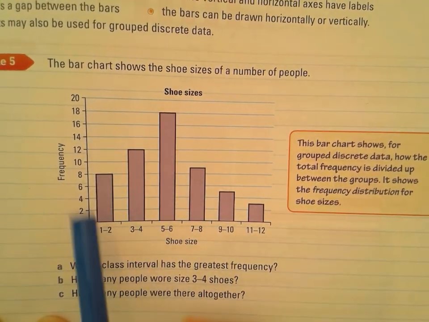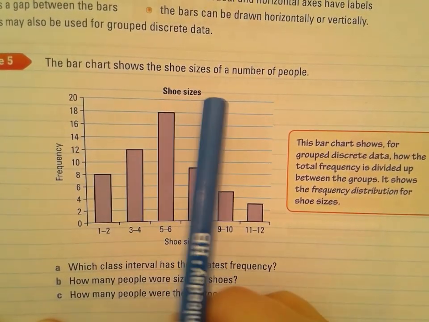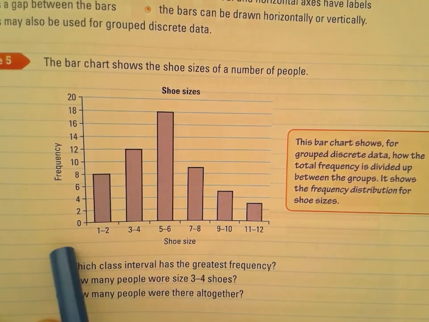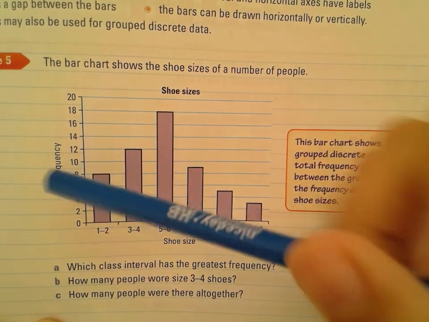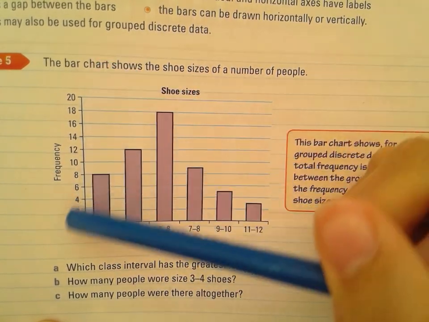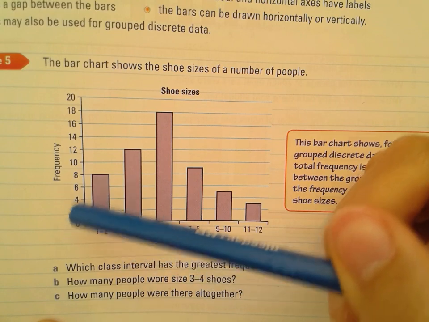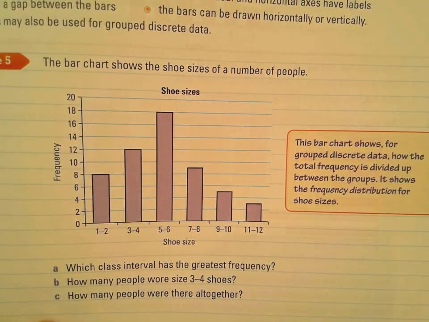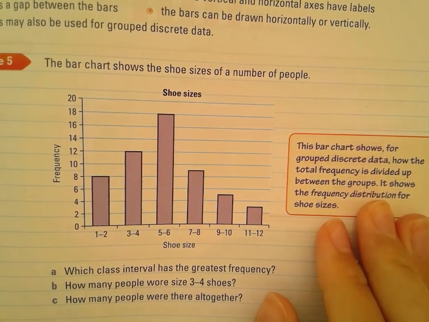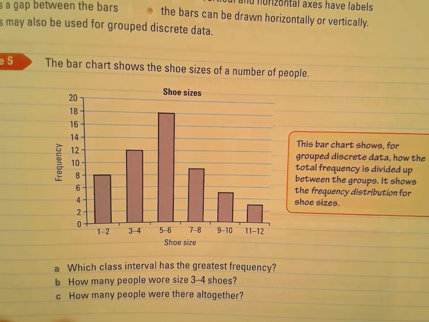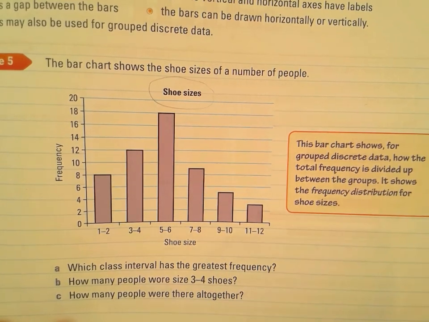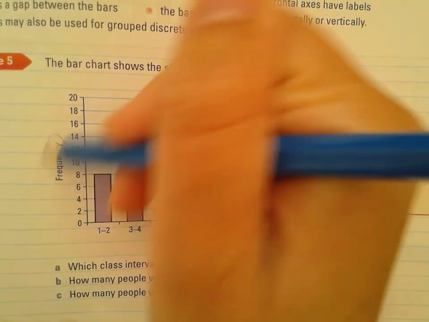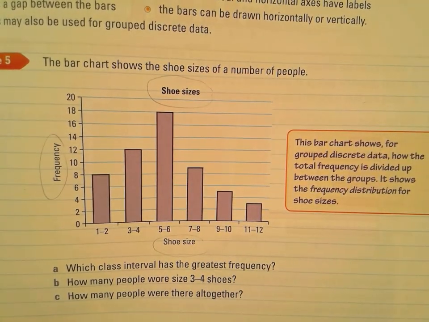We need to have a title. We need to have the data we're measuring along the x-axis. And we need to have the frequency, the number of people or number of bits of data, going up the y-axis. So when you're drawing a bar chart, can you make sure that you've got your title? Can you make sure you've got your axes labelled and your frequency going up the y-axis?